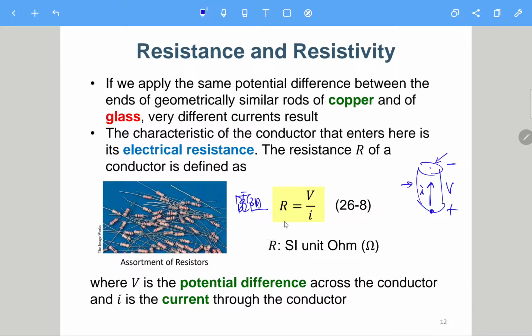So this is called resistance, which is V over I. And the SI unit is ohm. Of course, the SI unit for V is volt, the SI unit for I is ampere, and the SI unit for R is ohm. The SI unit for C is farad.